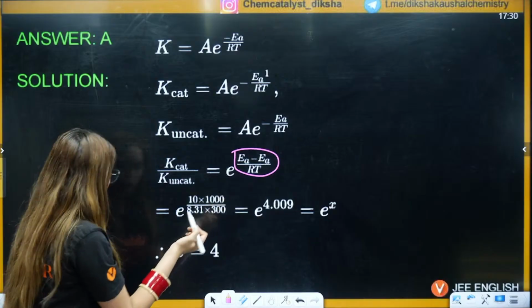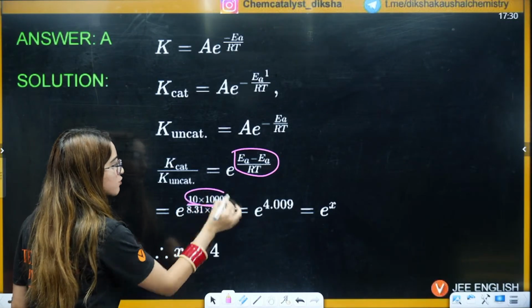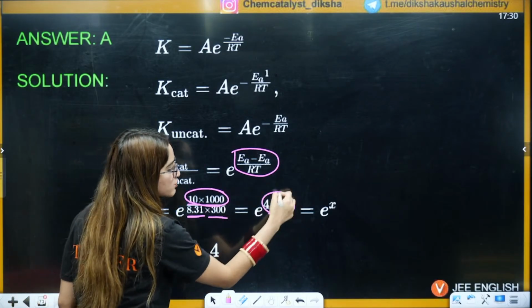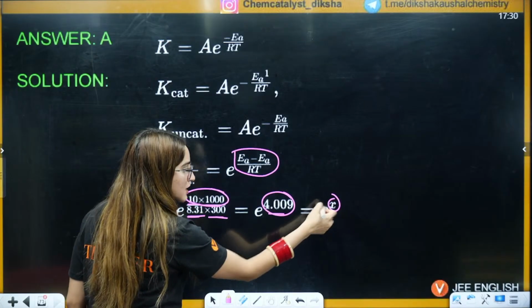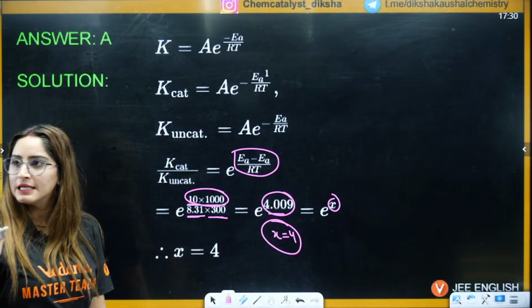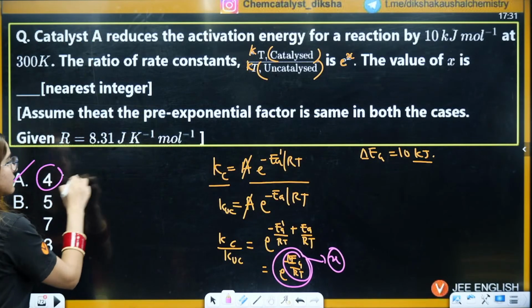This is given to be what? 10 kilojoule. Right, so we will put the value 10 multiplied by 1000, that is a kilojoule. R and T, you put all the values, you will get it as 4 point something. That means e raised to power X you have to equate it, so X is equals to 4 here, right? Okay, so answer is A is the correct answer.